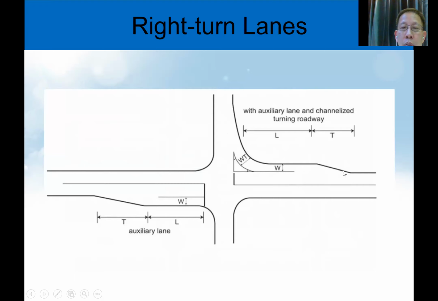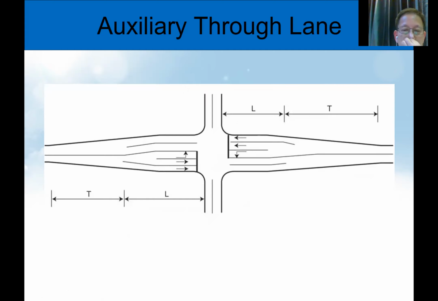Let me show you some differences of these. T is the tangent line, and then straight line, and then curve. And this is the stop line. Here, there's no stop line. So right turn gets into the minor street with merging. But this one has some space here. This one gives the auxiliary lane for the through lane.